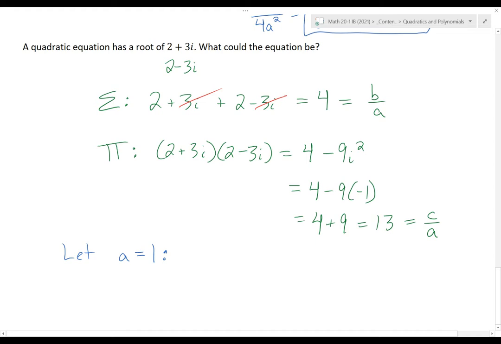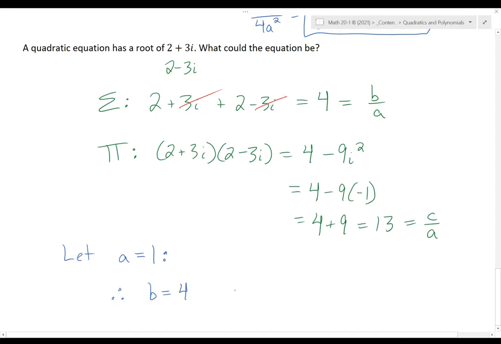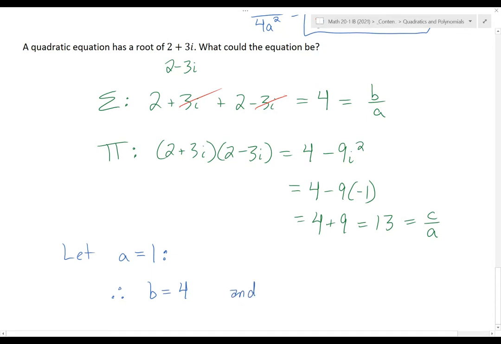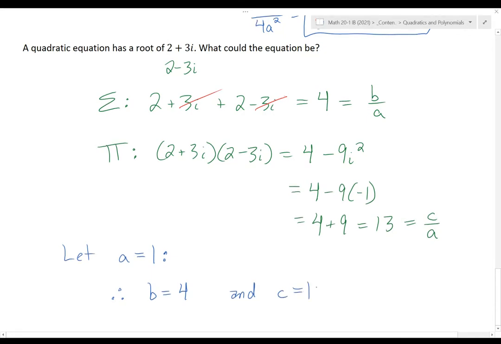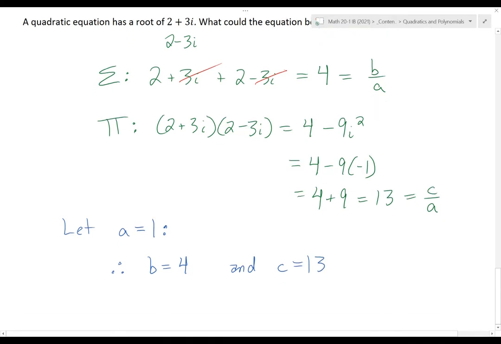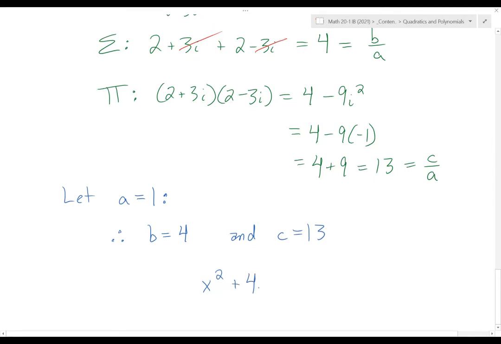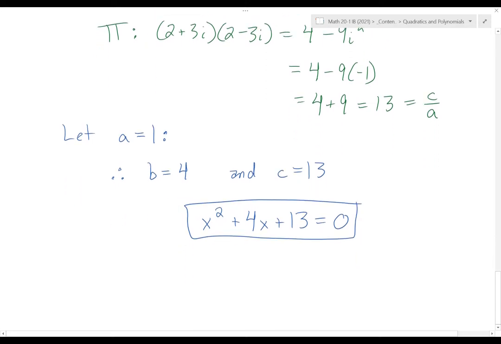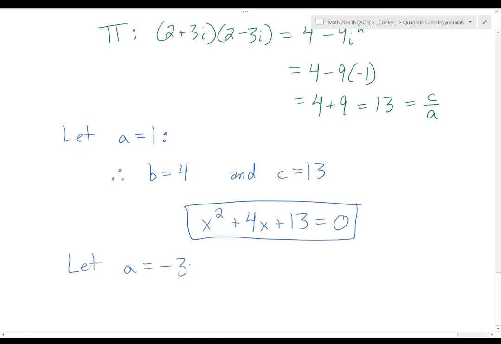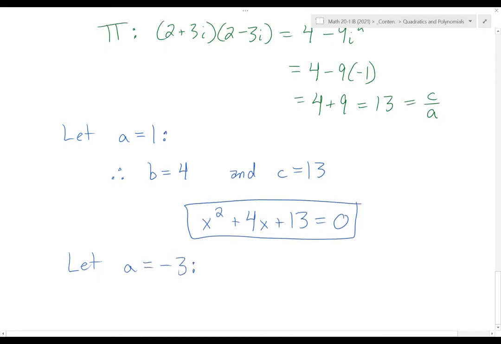So let's say a equals 1. That means b over 1 would have to be 4, which means b equals 4. And c over 1 would have to be 13, which means c equals 13. So the equation could be 1x squared plus 4x plus 13 equals 0. This equation has a solution of 2 plus 3i. But I didn't have to pick a equals 1, so for argument's sake, what if a equaled negative 3, just as an example. You can pick literally any number here.